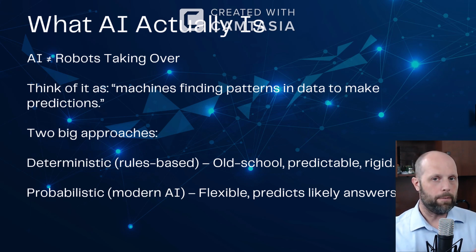So instead of if-then, A leads to B, we give the computer data, it does a whole bunch of probability and statistical analysis on it, and it spits out what it feels is the most probable solution. So as we think about AI, it's not actually intelligent.